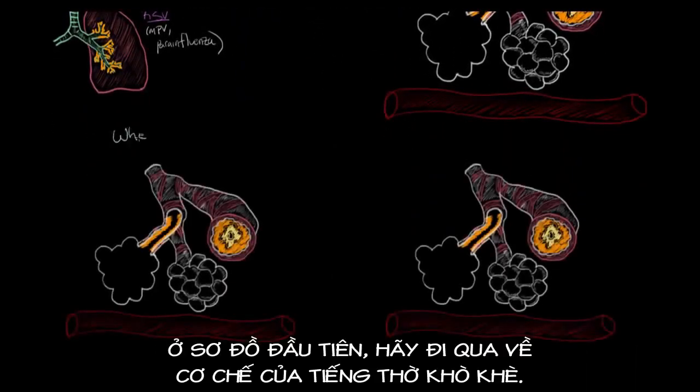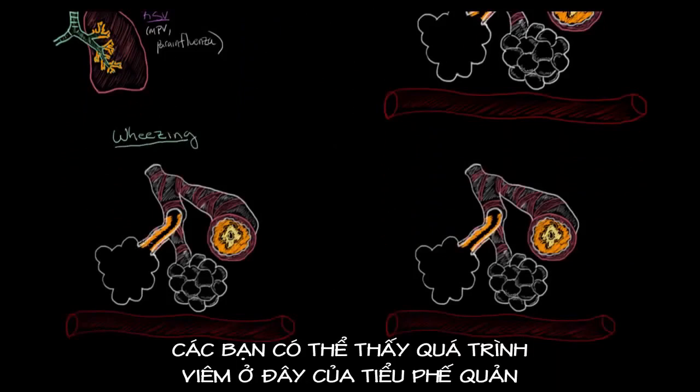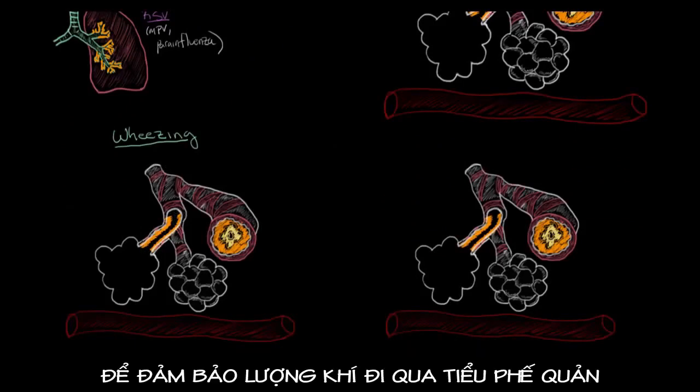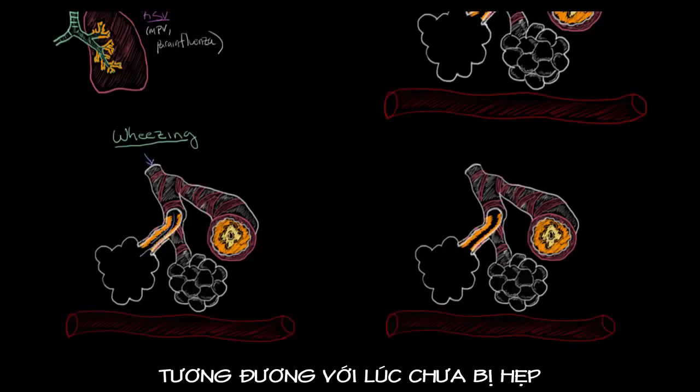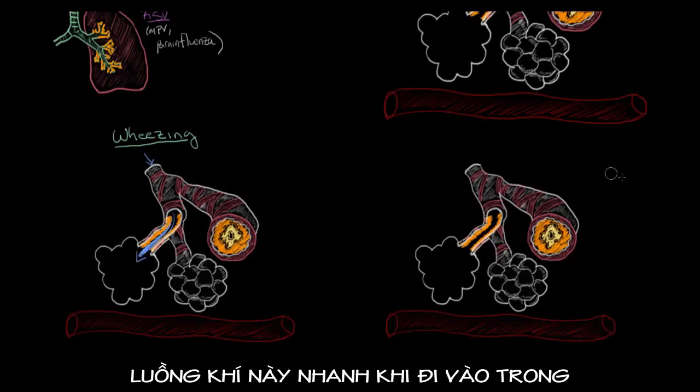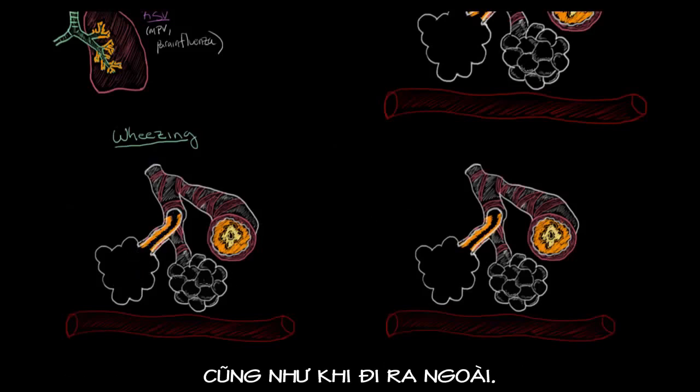Now, in this first diagram, let's go through the mechanism of wheezing. And you can see that this inflammation here of this bronchiole has caused the airway to become narrower. And in order for a certain amount of air to travel through that bronchiole in the same amount of time as if it wasn't narrowed, that air is going to have to travel a lot faster. And this air travels faster as it goes in, and then also as it goes out.